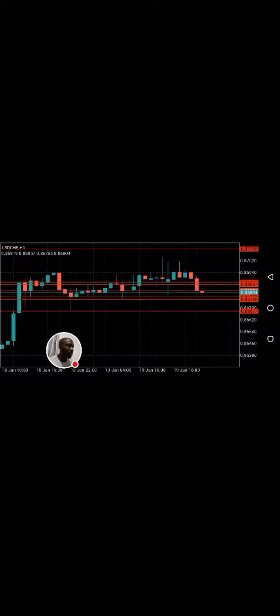Yes, Mr. Emmanuel, always wait for a shift in market structure. After the shift in market structure, wait for price to pull back to fill a fair value gap. Most times, a fair value gap will be created before the shift in market structure. So after the shift, wait for price to pull back to fill that gap it created before you sell.